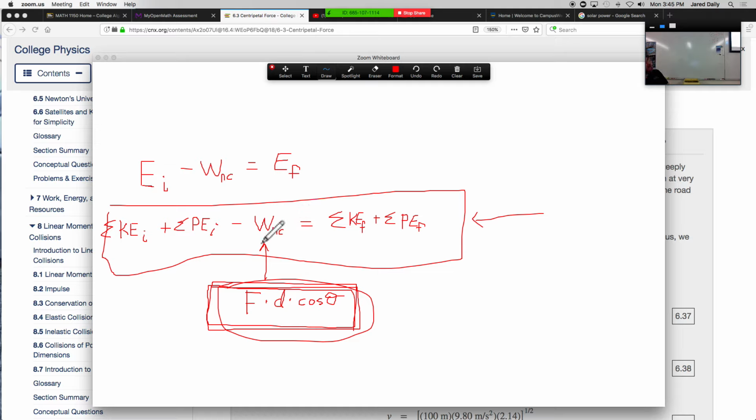But in any case, work done by anything is always force times displacement times the cosine of the angle theta between the force and the distance moved during that force.